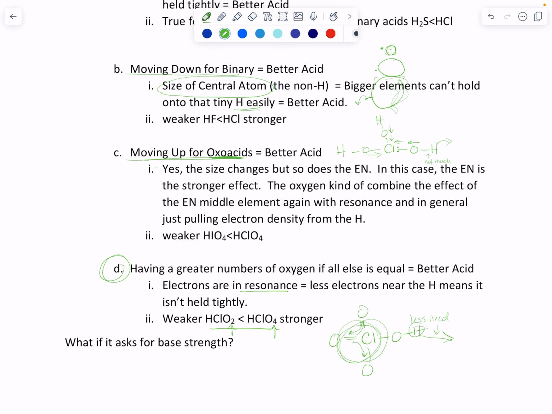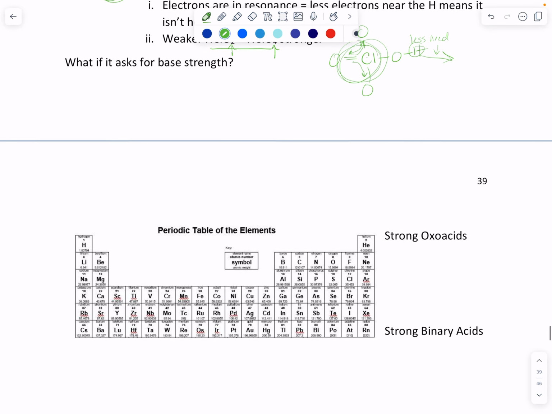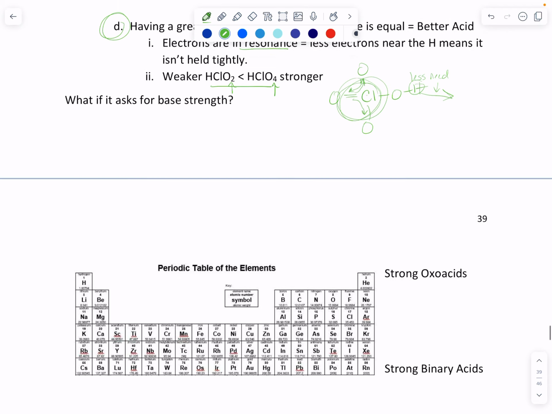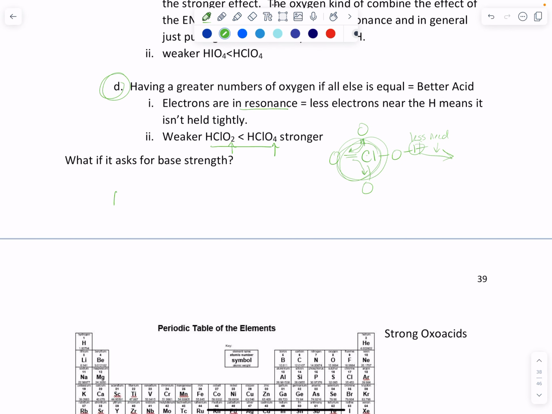So I've got some examples of these. And we also have a little thing about base strength. So we'll look at what happens for the base strength. I'll just make a little note so that you have it written down. The stronger the acid, meaning it wants to give up that H, the weaker the base.